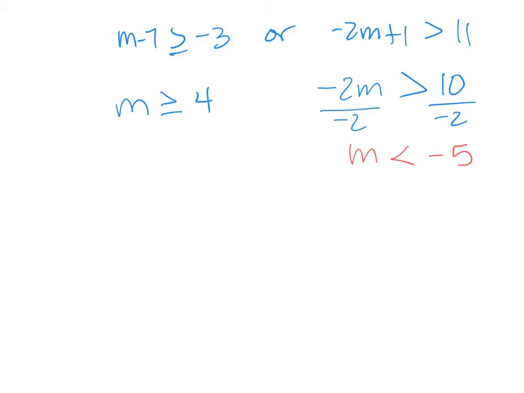So when I do my graph, I put in my negative 5 to the left of 4 because it's smaller than 4. And does the negative 5 have a donut or a dot? Donut. Does the 4 have a donut or a dot? Dot. Okay, so m is bigger than 4 goes this way. M is less than negative 5 goes this way.